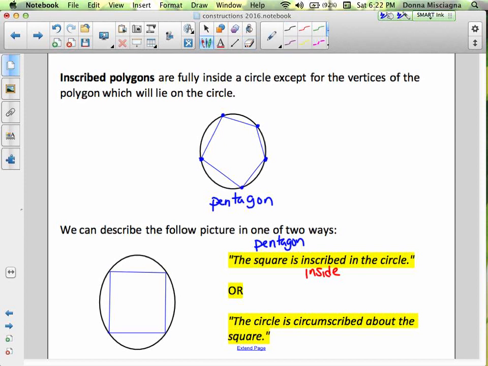Whoops, we're missing a letter there. Let's put it over here. And circumscribed means outside. Like circumference, right? Circumference is outside the circle. Circumscribed is outside, right? So the circle is circumscribed about the square or pentagon.